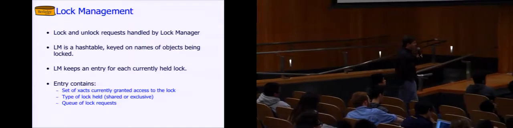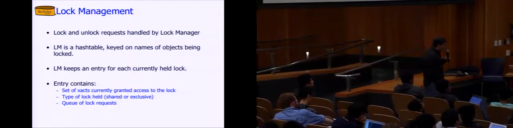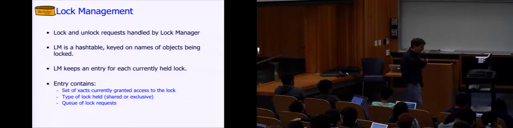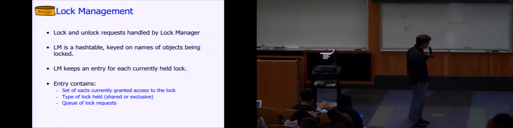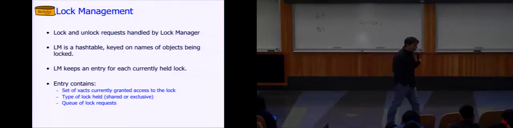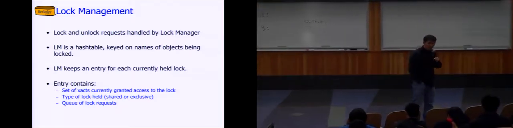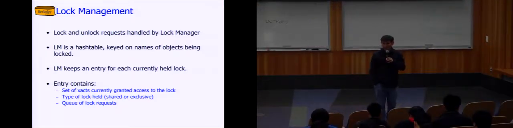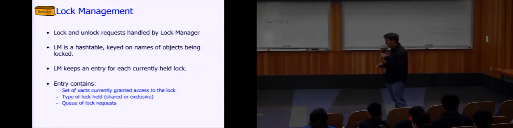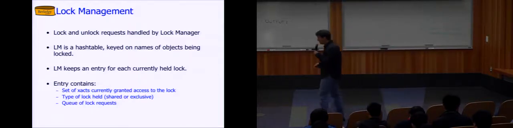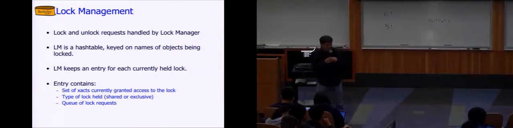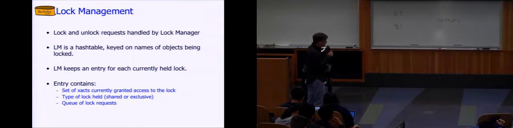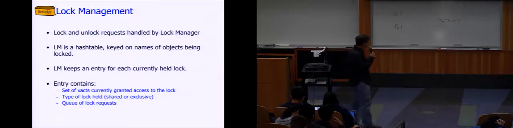All right, what is the entry, though? When it's keyed on the name, what do we store in there? What's the value, so to speak, in this hash table? Well, it's going to contain the set of transactions that are currently granted access to the lock. Remember, in a shared lock, there may be many transactions that have been granted access. All right, so there's a set of granted transactions, sometimes called the granted group. Right? It's the group of transactions that currently have been granted access to this lock. The type of the lock that's held, is it shared or is it exclusive?